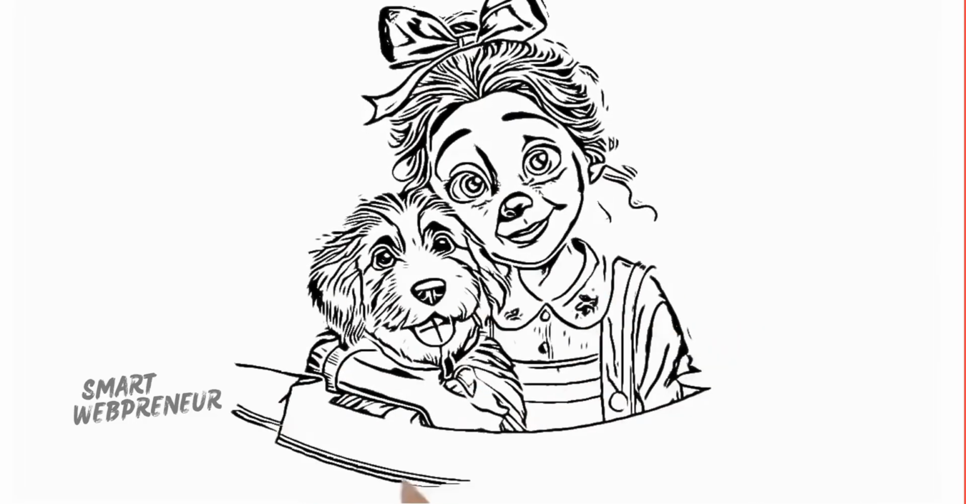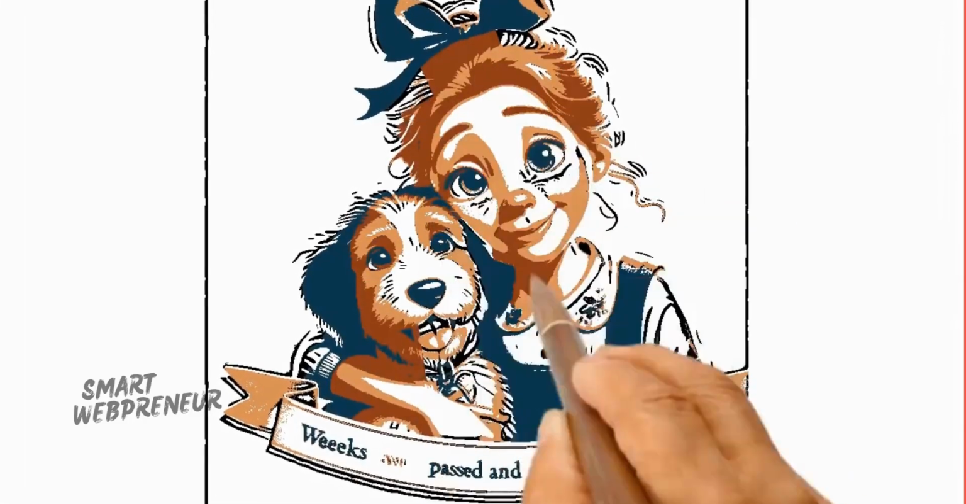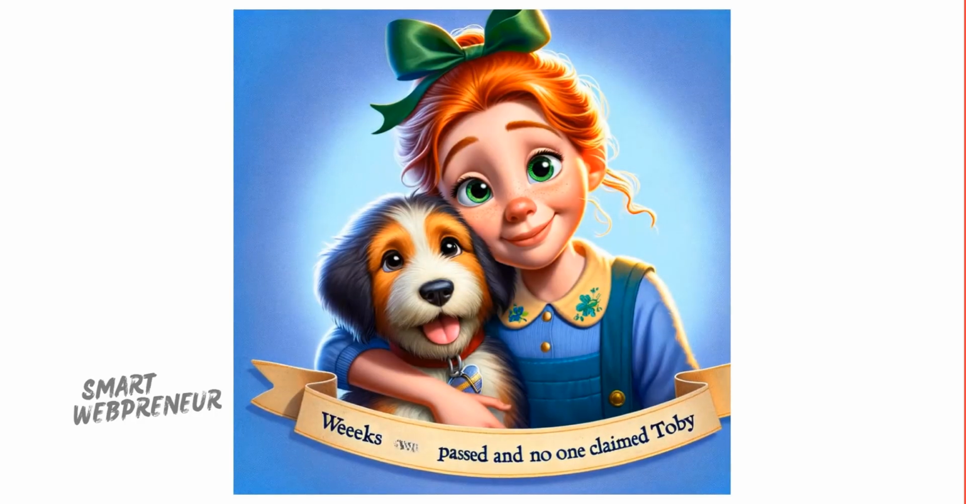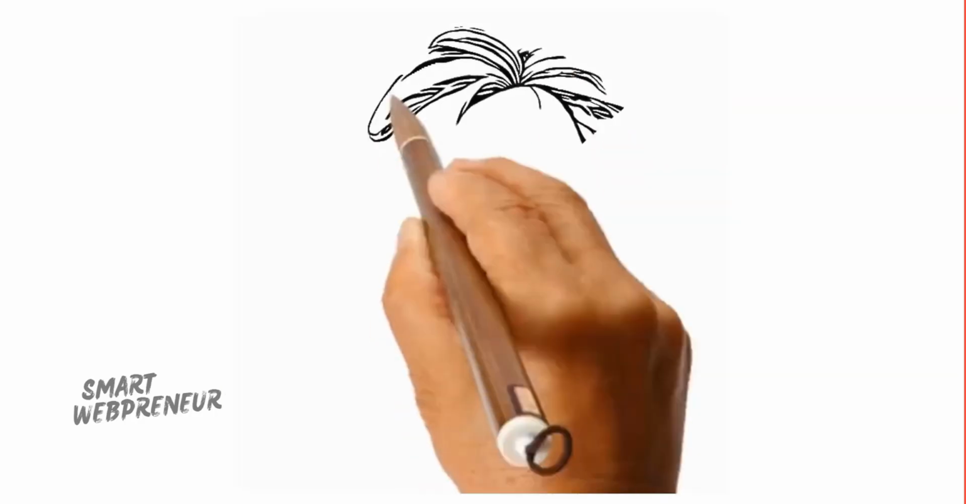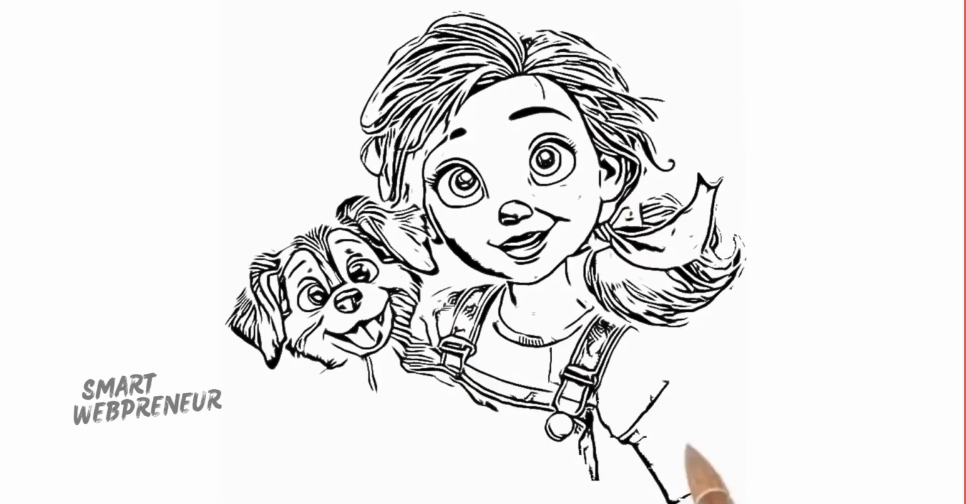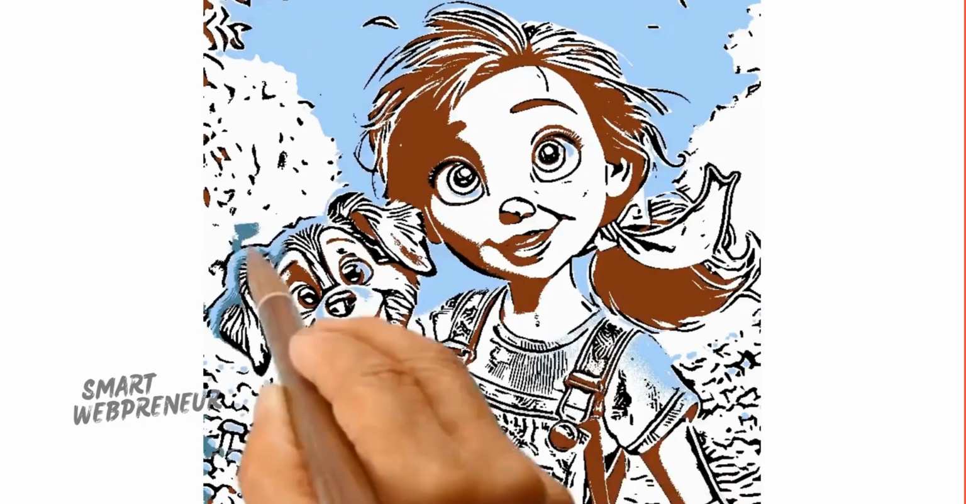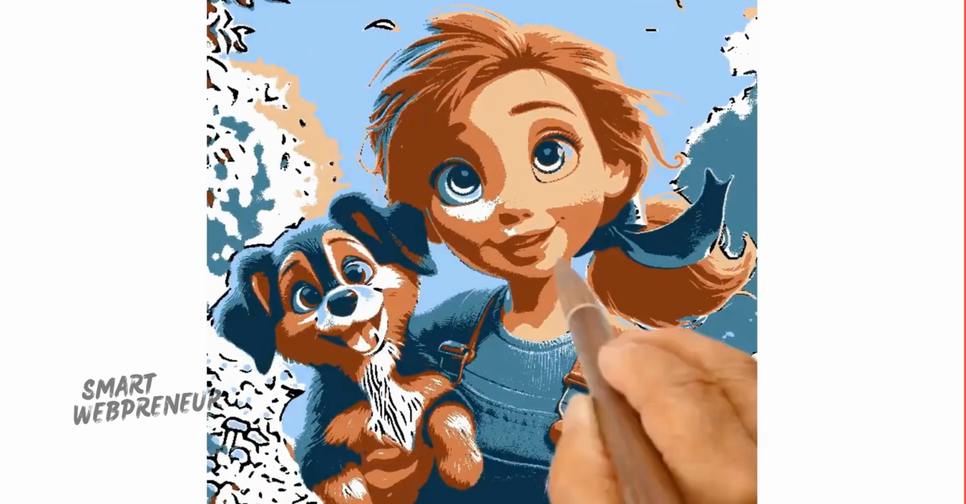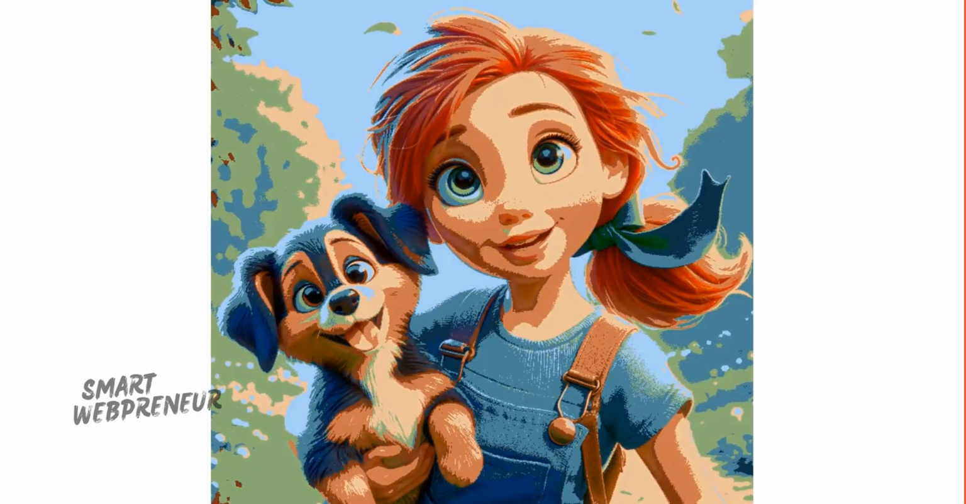Days turned into weeks and no one came forward to claim Toby. He had found his home with Lily. Together they had many more adventures, exploring the fields and forests surrounding the village. Lily learned that sometimes adventures could lead to unexpected friendships.